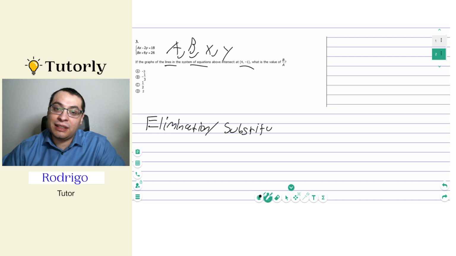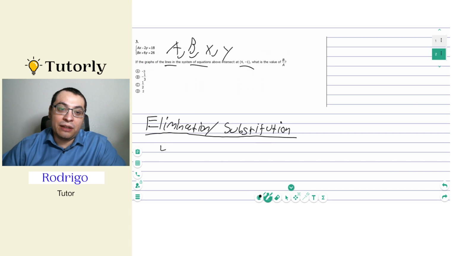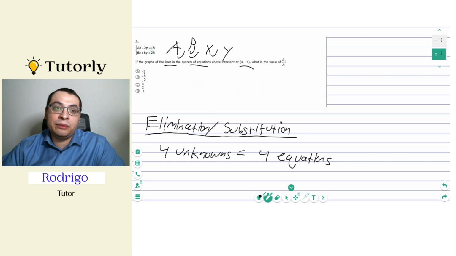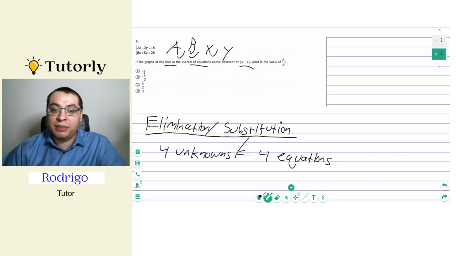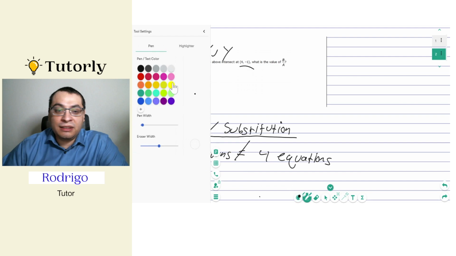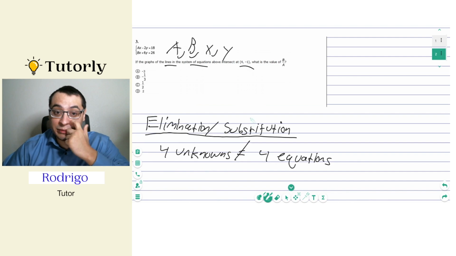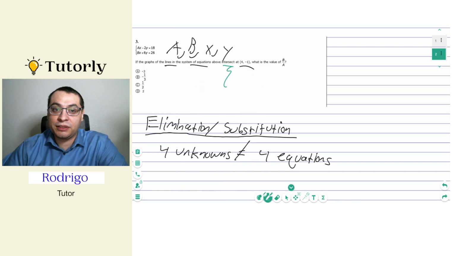The reason being is that both methods require you to have the same number of unknowns as distinct equations. So if we have four unknowns, we would require four distinct equations. In our case, however, we only have two distinct equations, meaning that we have to reduce the number of unknowns. You can do so by recognizing that we already have the solution to the system of equations in the form of the point of intersection.